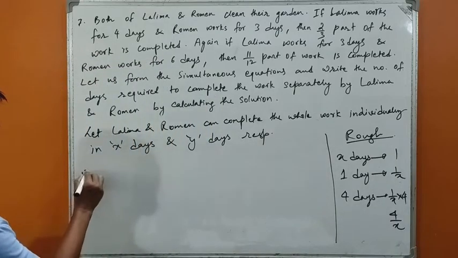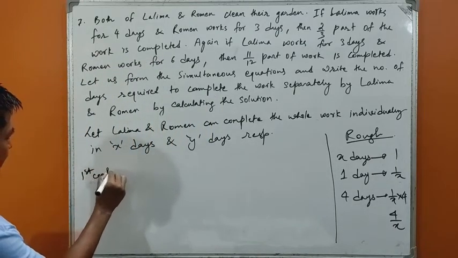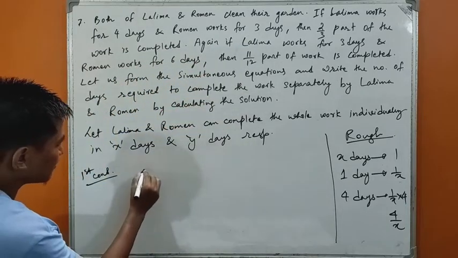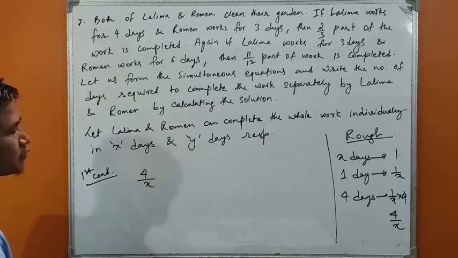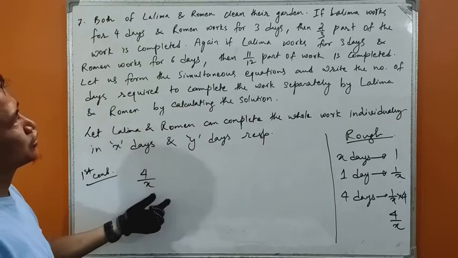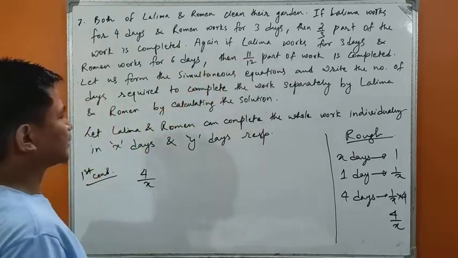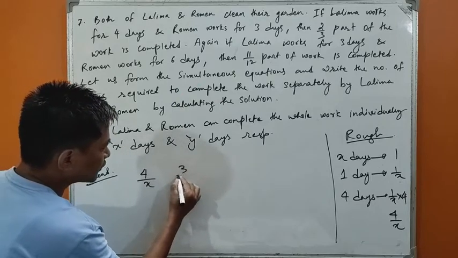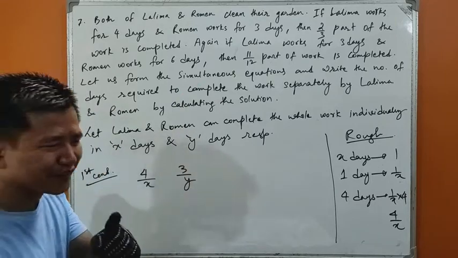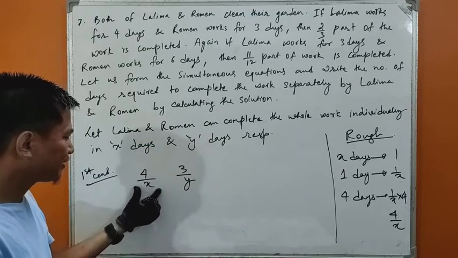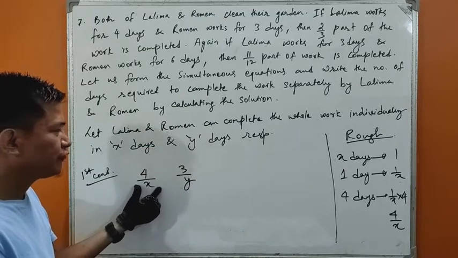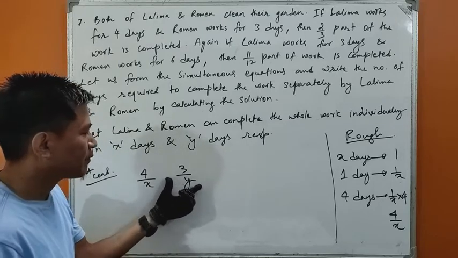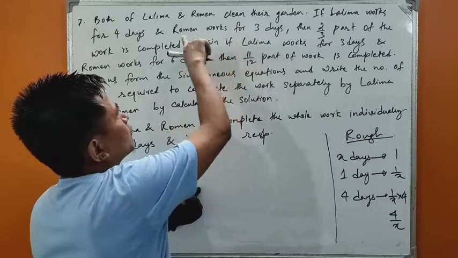So first condition, Lalima works for 4 days and Roman works for 3 days. That means Lalima can complete 4 upon X part of the work in 4 days, isn't it? So similarly, Roman works for 3 days, isn't it? Roman can complete the work in Y days. That means in 3 days, Roman can complete 3 upon Y part of the work. Are you getting me? I hope so. Lalima can complete 4 upon X part of the work in 4 days. And Roman can complete 3 upon Y part of the work in 3 days. Roman works for 3 days.